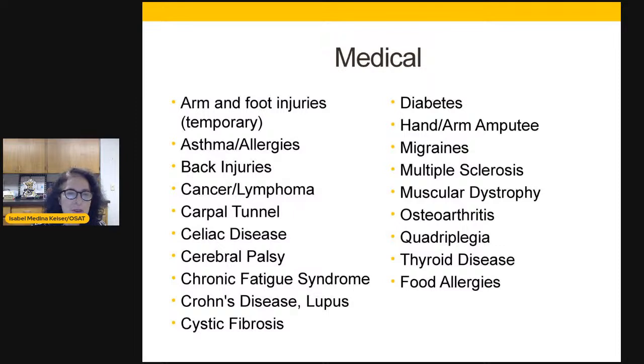So again, just making sure that your students are being given that time to transition, especially within the summer, making sure that they know about how their disability affects their lives and how to work with that, and making sure that medication has been transferred, those kinds of things. Next slide, please.